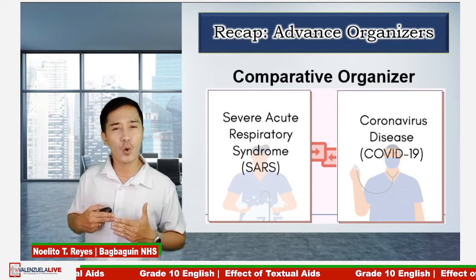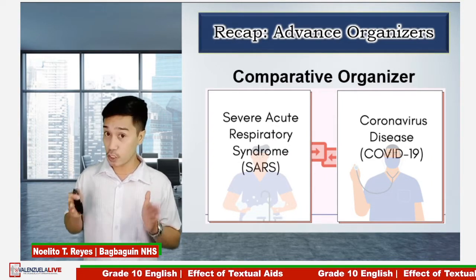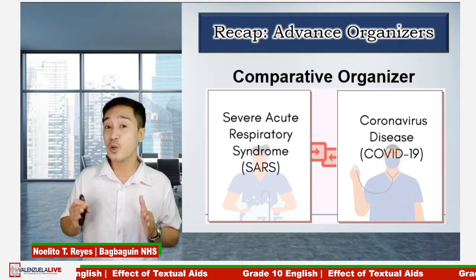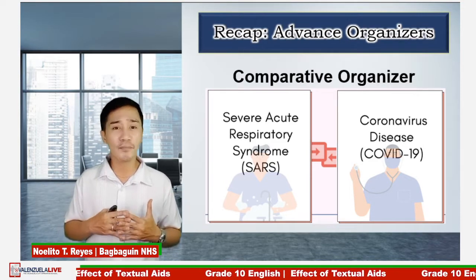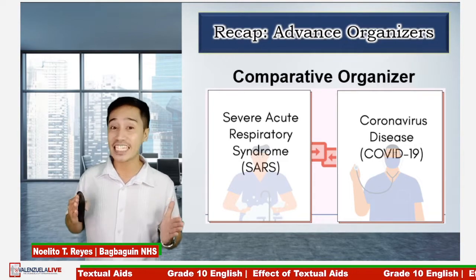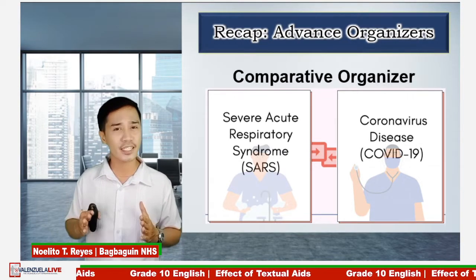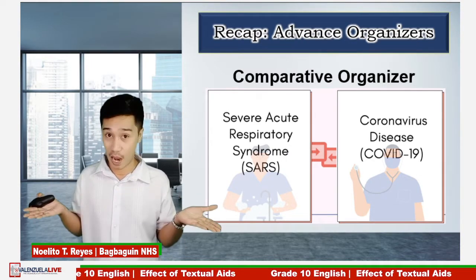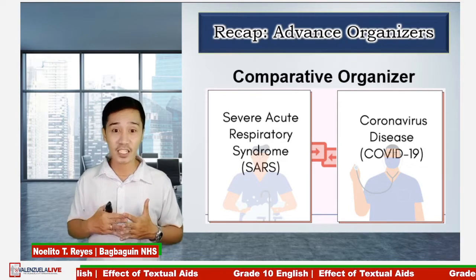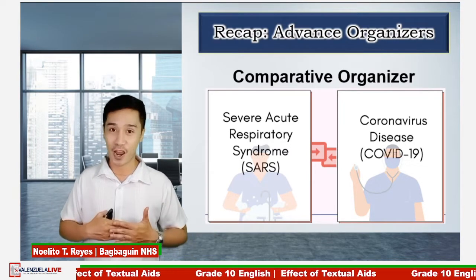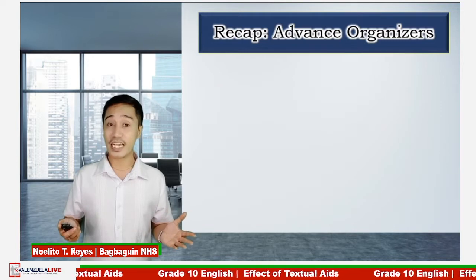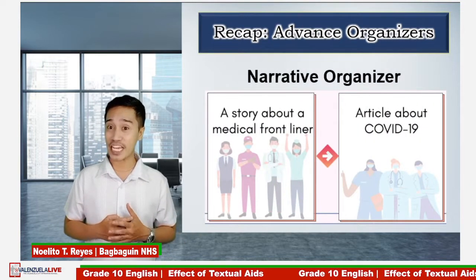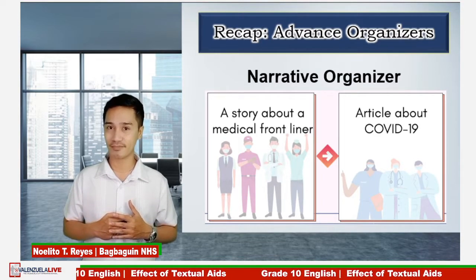A comparative organizer is designed to discriminate between the old and the new concepts to avoid confusion caused by their similarity. This kind of organizer is presented when material is relatively similar or familiar, I would say, or when new ideas will be integrated with prior knowledge. Next is a narrative organizer, which presents the new information in the format of a story.